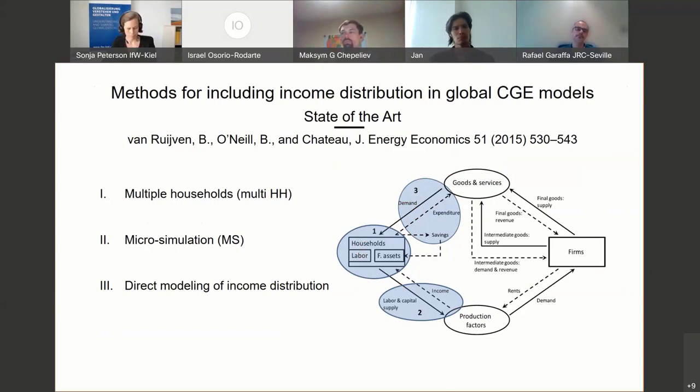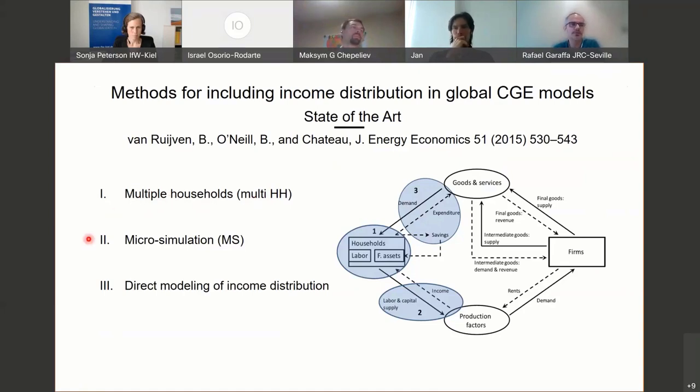And in the paper, they summarized these three methods in terms of three main directions that CG modelers have taken to represent heterogeneity of income, especially for households. So the first method is multiple households, where you have an explicit representation of multiple household types, in the limit covering all the household survey sample, usually departing from a representative agent in the CG model, which is split into multiple households.